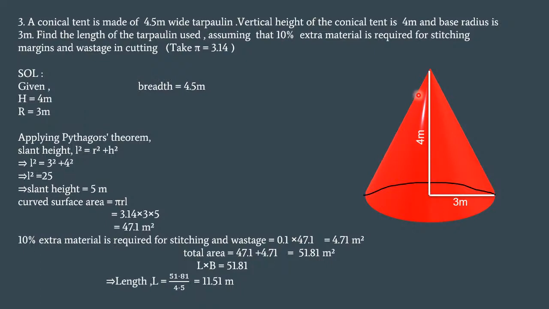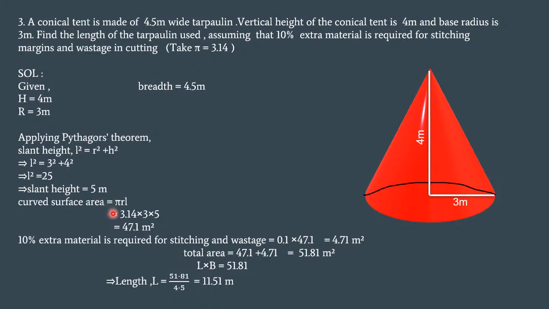We don't have the slant height. So how will you find the slant height? By the Pythagoras theorem, L square is equal to R square plus H square. R square is 3 square, H square is 4 square. So L square is equal to 3 square plus 4 square, which is 9 plus 16, 25. So L square is equal to 25. So L is equal to 5 meters.